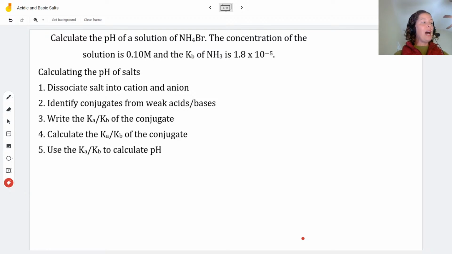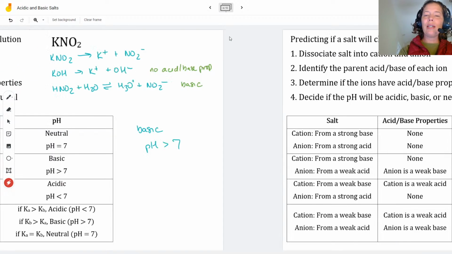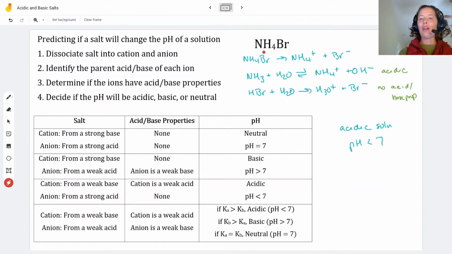Okay, so now we're actually into making our calculations. So we're going to calculate the pH of the solution of ammonium bromide. The concentration of the solution is 0.1 molar, and the Kb of ammonia is 1.8 times 10 to the negative 5th. You probably recognize the salt because we talked about it right here.